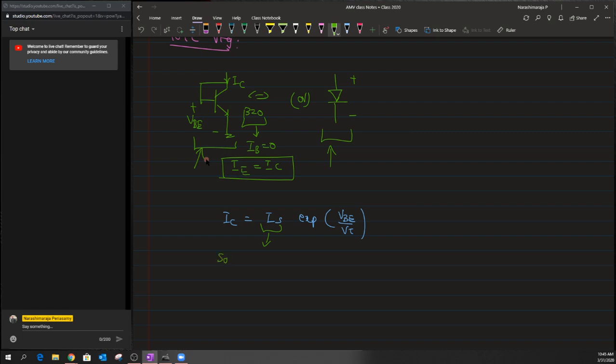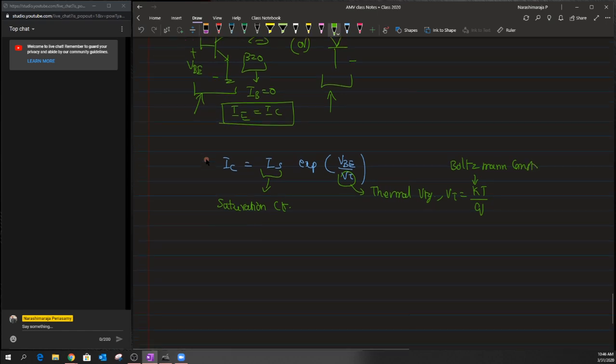The IS stands for the saturation current, and the VT is our thermal voltage, which is equal to kT by Q, where K is the Boltzmann constant. Let me look back into this current equation, because we want to look for the temperature terms in these collector currents. We already found that the VT is proportional to the temperature, and let us look for the temperature terms inside this saturation current equation.